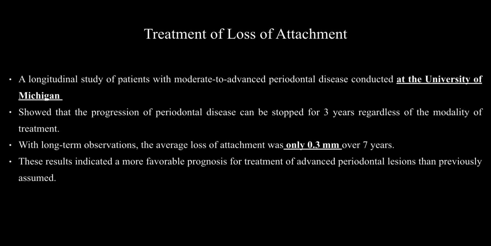Another longitudinal study of patients with moderate to advanced periodontal disease was conducted at the University of Michigan. This study showed that the progression of periodontal disease can be stopped for 3 years regardless of the modality of treatment. With long-term observation, the average loss of attachment was only 0.3 millimeters over 7 years. This is very important because it indicated a more favorable prognosis for treatment of advanced periodontal lesions than previously assumed.